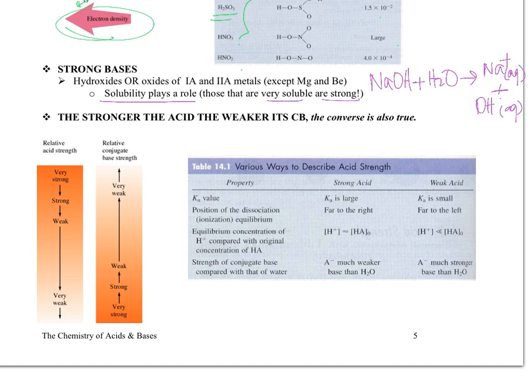The stronger the acid, the weaker its conjugate base is going to be. That's a good statement to be aware of. The stronger the acid is, the weaker its conjugate base, which is on the other side. So let's use HNO3 as an example. If I'm looking at HNO3 and I have water, it dissociates into H+, which will be H3O+ because it's going to add to the water, and NO3-.